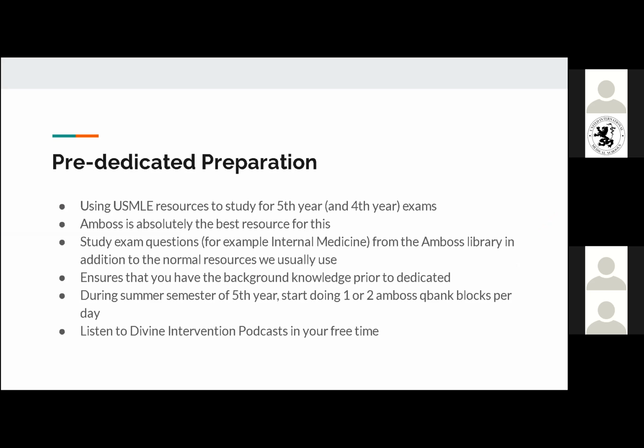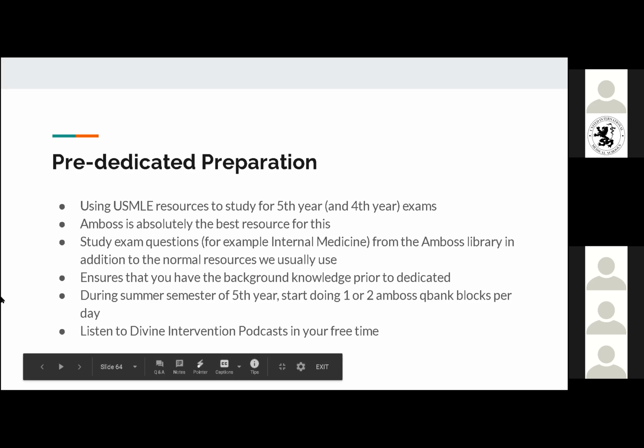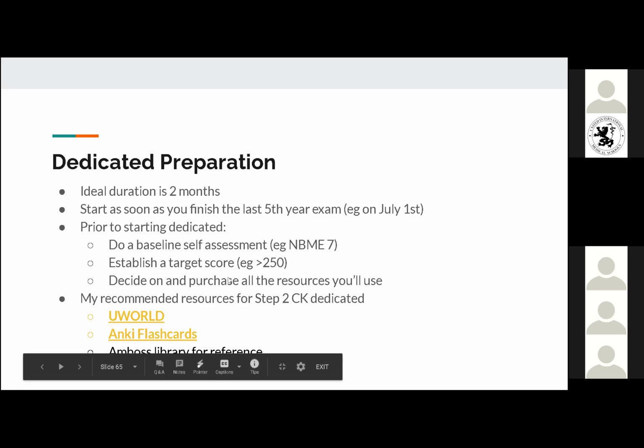During the summer semester of 5th year, you can start also doing 1 or 2 Amboss QBank blocks per day if you want, if you have the time. Again, this helps you get in the mood for doing Step 2 CK questions. And again, during your pre-dedicated, you can listen to some Divine Intervention podcasts in your free time.